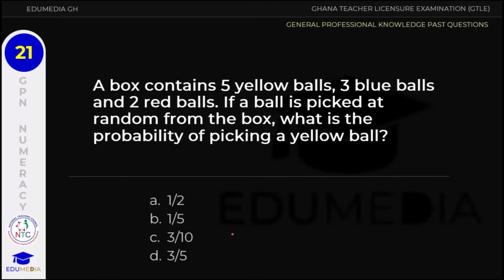21. A box contains 5 yellow balls, 3 blue balls, and 2 red balls. If a ball is picked at random from the box, what is the probability of picking a yellow ball? For the probability of picking a yellow ball, what we're going to do is to sum up all the number of balls that we have. We're going to take 5 plus 3 plus 2, and that is 10.